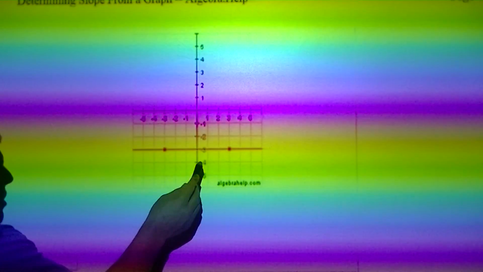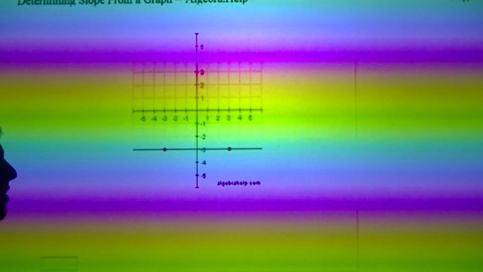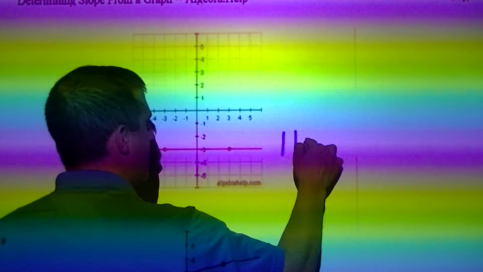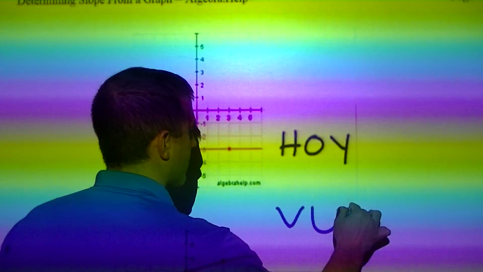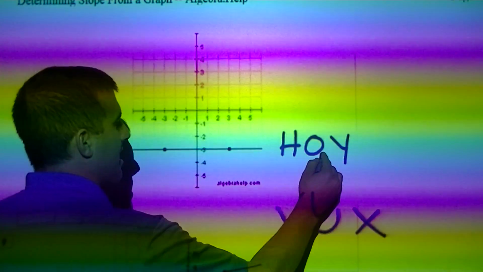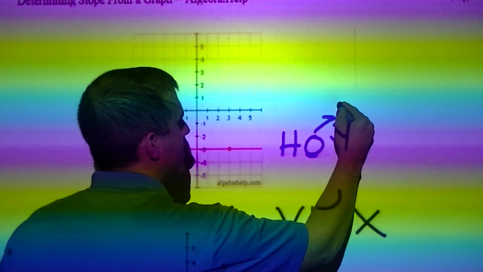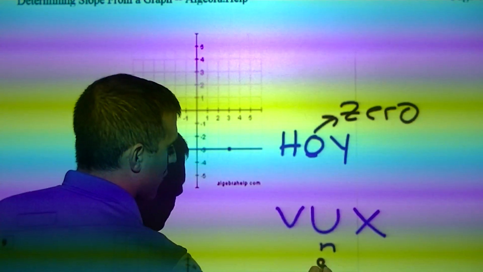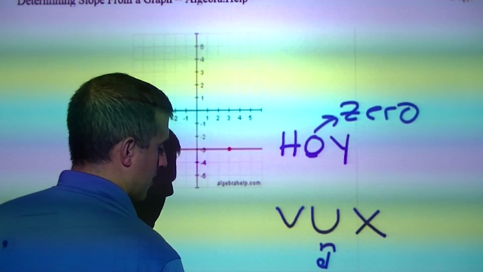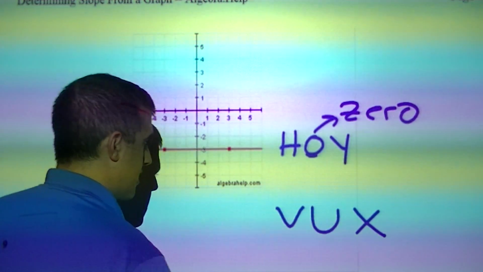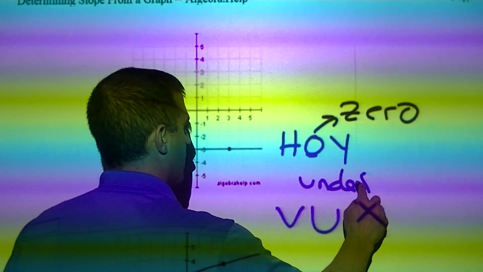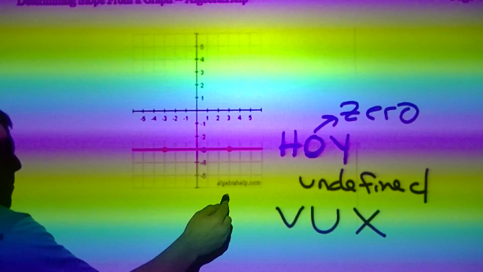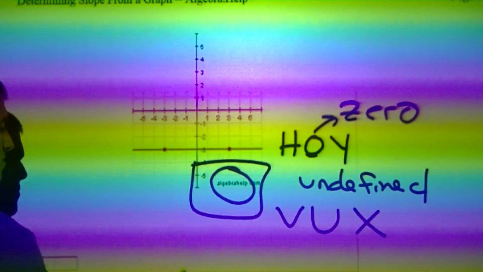Now, you don't even really need to do this one because remember the "HOY" and the "VUX": that's a horizontal line. That O stands for a 0 slope. This U stands for an undefined slope. So on this one, I'm just going to have a slope of 0.